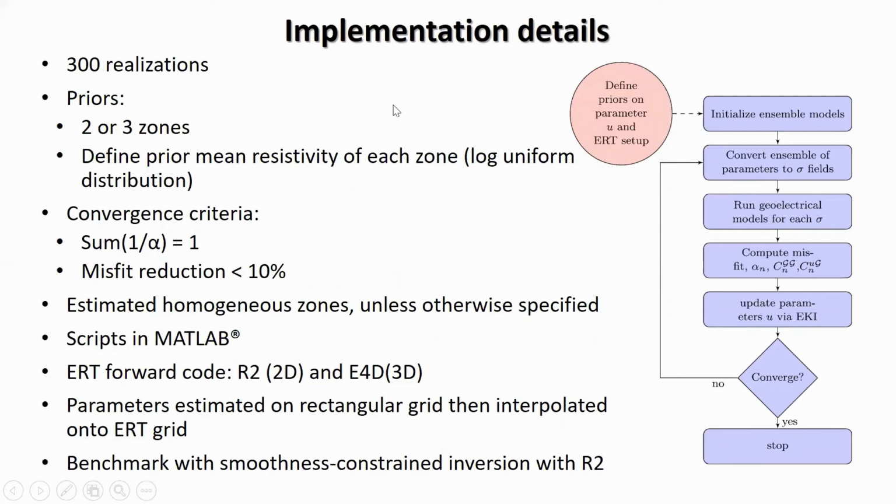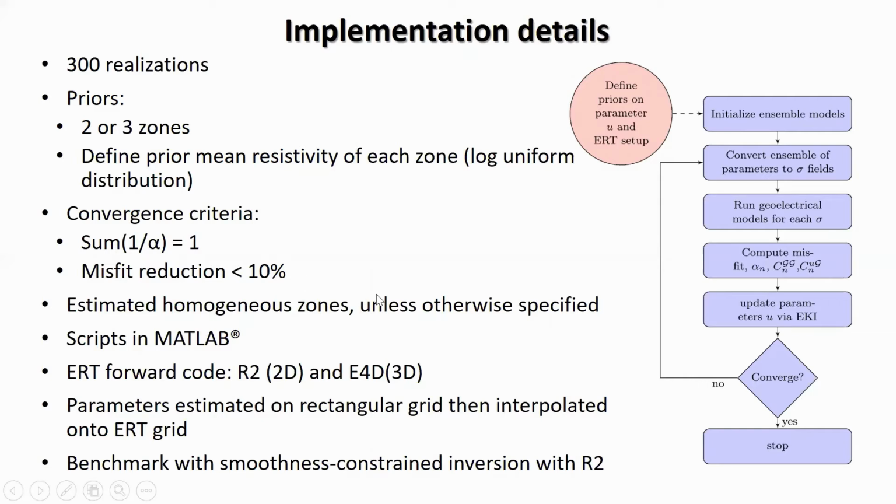We work with 300 realizations in the examples I'm going to show today. That is constrained by computational limits. It does pose some restrictions on the accuracy of the resulting uncertainty estimations, and I'll refer back to that later. We can select 2 or 3 zones typically for our problems. We define our prior means. We set some convergence criteria, and then we can decide whether we want homogeneous zones or whether we want variation of resistivity within zones.